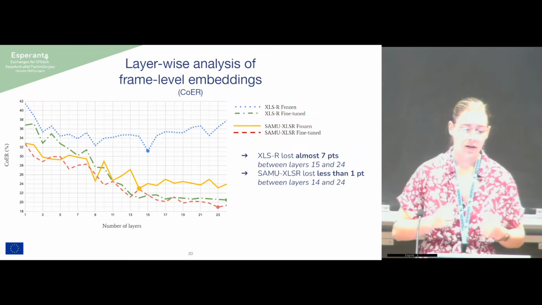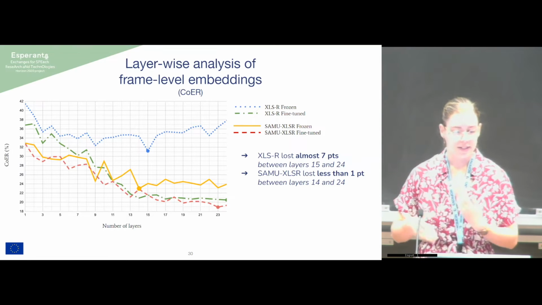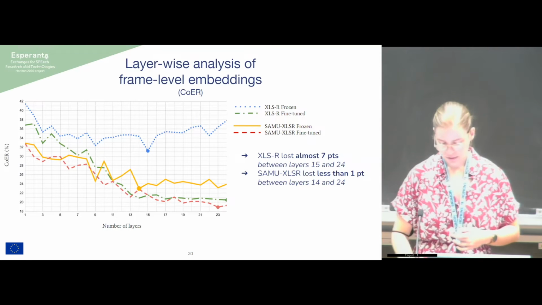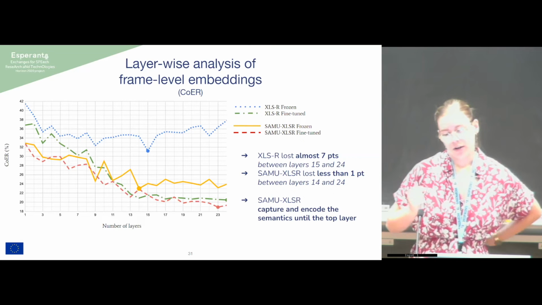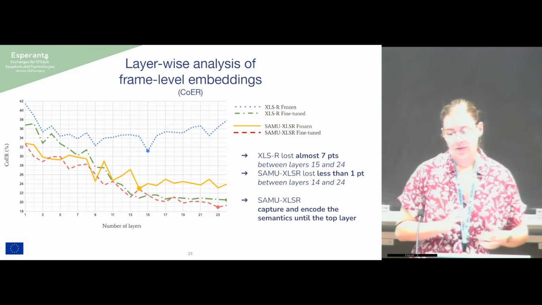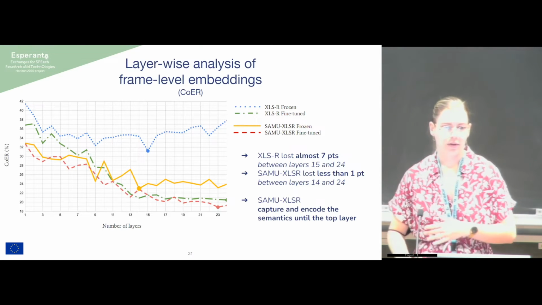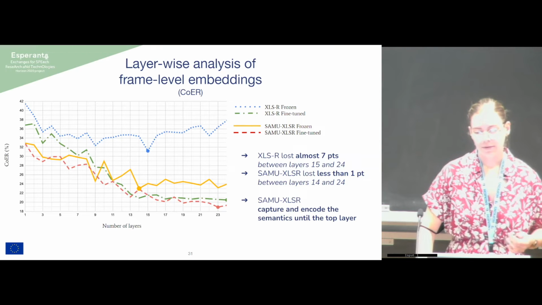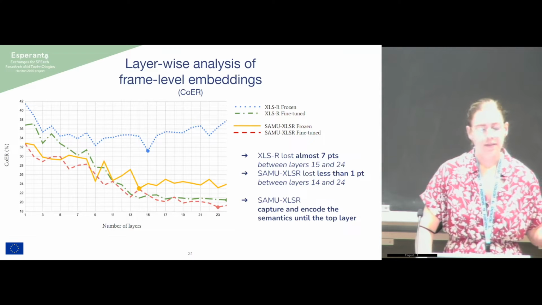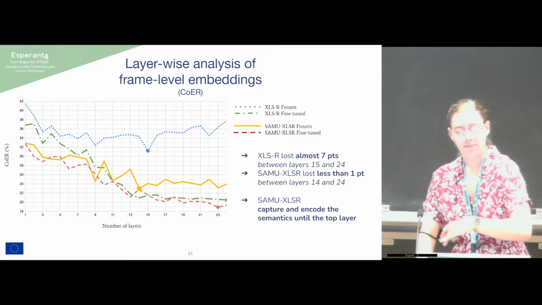So it does not keep the semantic information until its top layers. So yeah, we can say that SAMU-XLSR is capturing and encoding the semantics better for our task, even when fine-tuning those, we can see that the semantic information is kept.